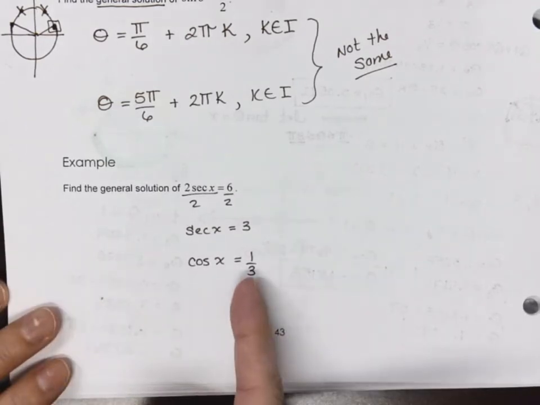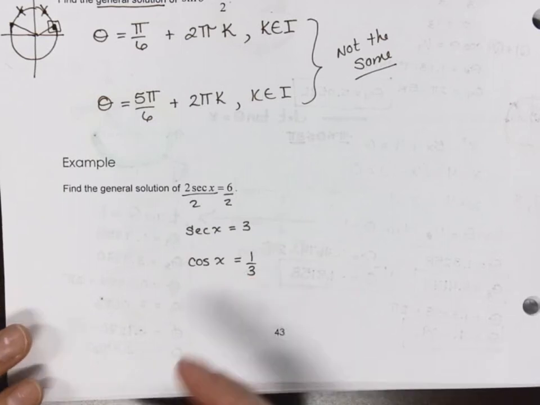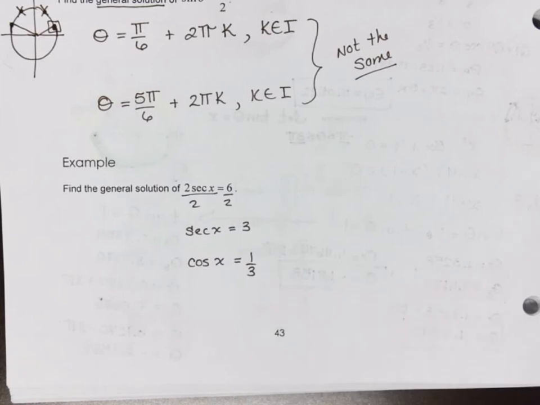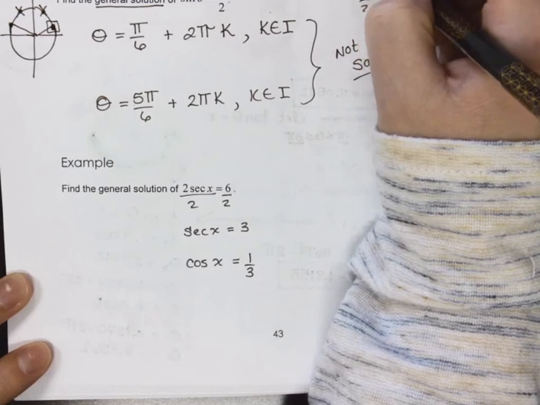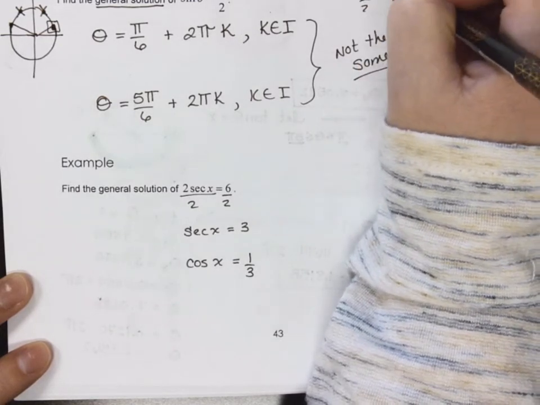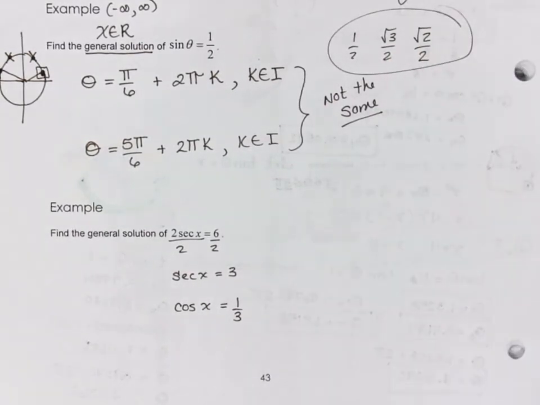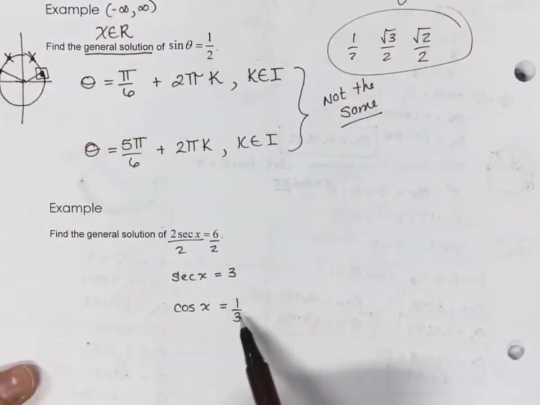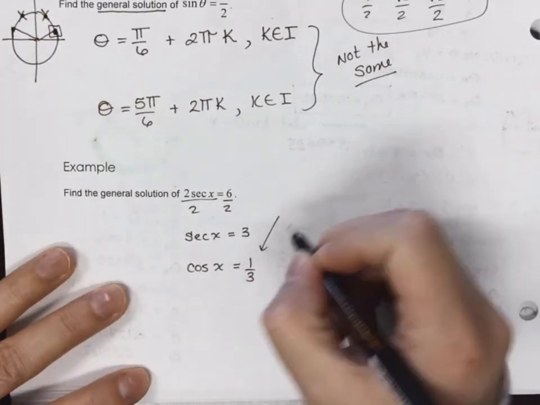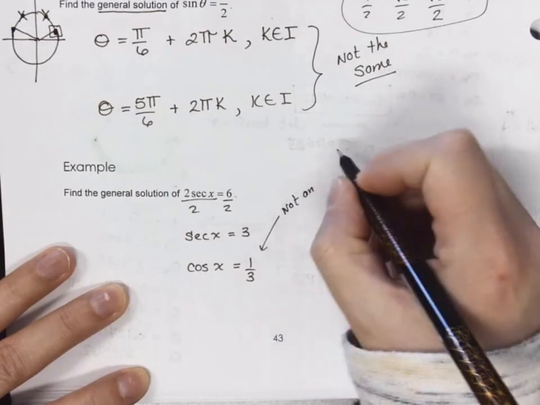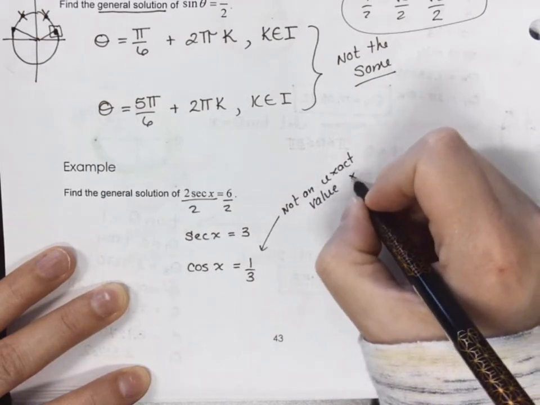Is this on the unit circle? No. Maybe. It's not, because what are our things on the unit circle: 1/2, root 3 over 2, root 2 over 2. Any of those I'm good with because they're exact values. 1/3 is not in that group, so right away I know that's not an exact value. So that means I have to use my calculator.